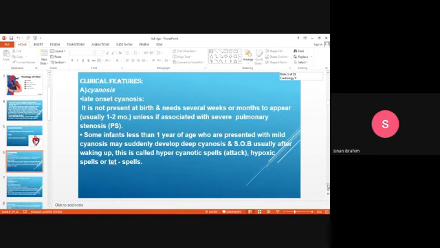What about the clinical features of a patient with tetralogy of Fallot? First, as we said, this is a cyanotic congenital heart disease, so the first presentation will be cyanosis. But this cyanosis is usually, as we said earlier in this lecture, late onset, and the patient will not present at birth, unlike other cyanotic heart diseases like TGA, truncus arteriosus, tricuspid atresia, and anomalous pulmonary venous return.